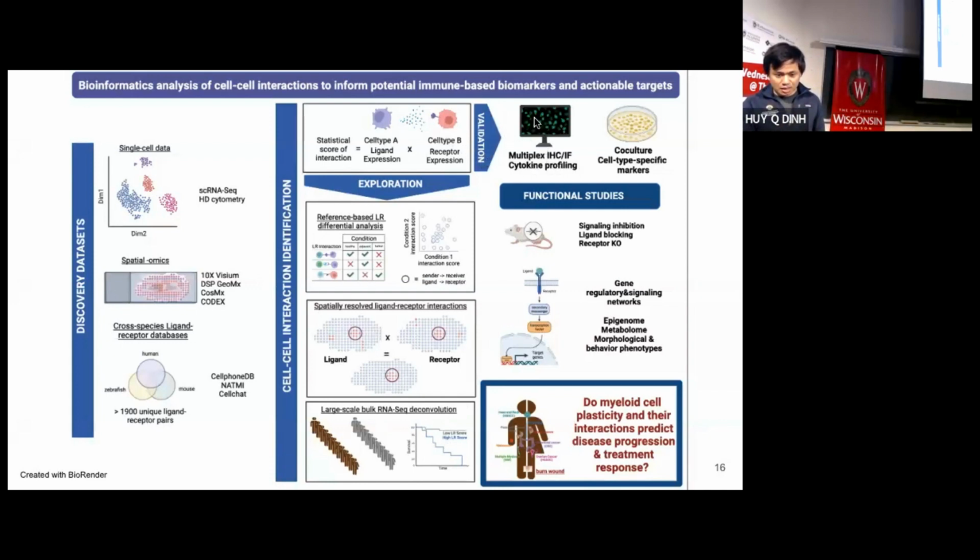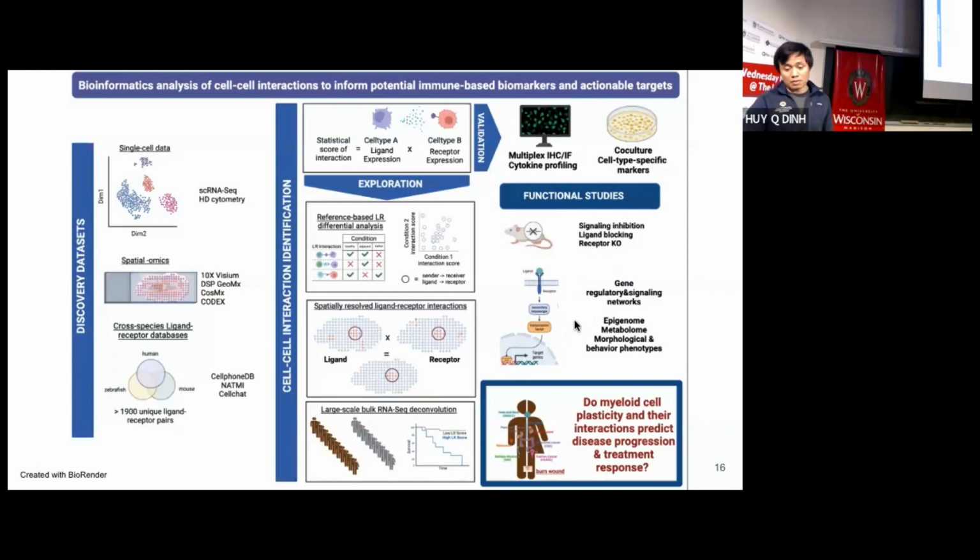And my experimental students usually go this way. They want to validate the marker using ISH or IF, the immunofluorescence assays, or they do the cytokine profiling, because that is one of the typical signaling that we got from here. And some of them take the two cell types they're interested in, with a specific marker they identified from single cell, and then co-culture them and ask what happens in vitro. And I have a student who is good at mouse models, and she uses the mouse model to inhibit the signaling by ligand blocking antibody or just CRISPR out the receptor and ask what happens.